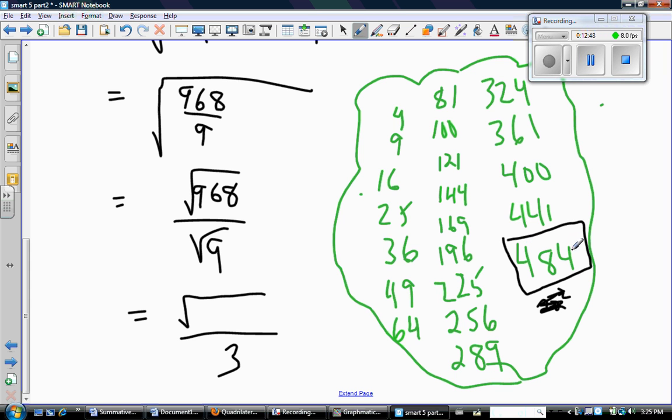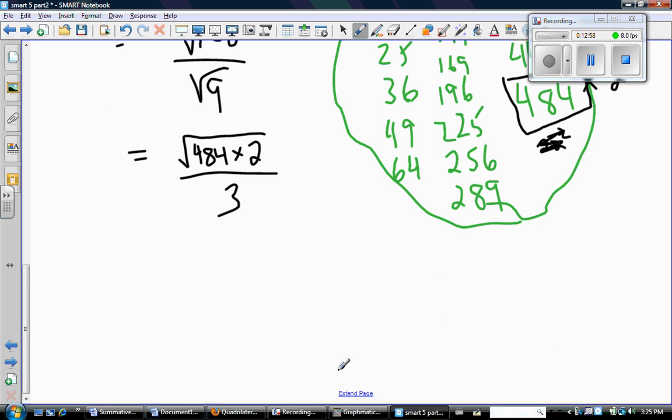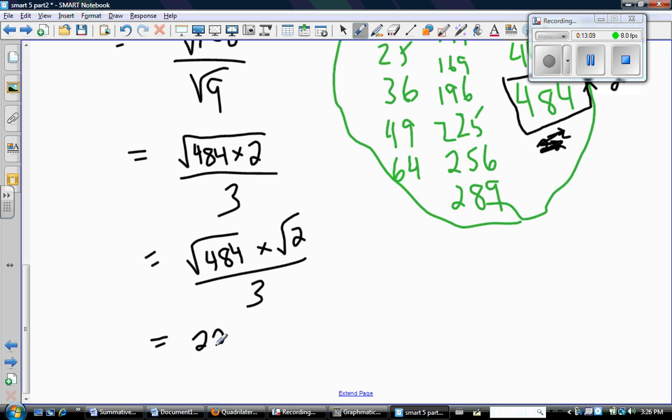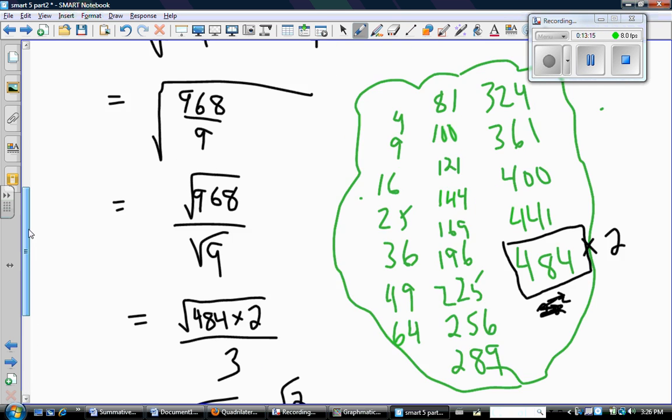So 484 times 2 is the same thing as 968. So instead of 968, I write 484 times 2. And then separate it. So the square root of 484 times the root of 2 over 3. And then the square root of 484 is 22. So there I have my full simplification of the length of side AD.